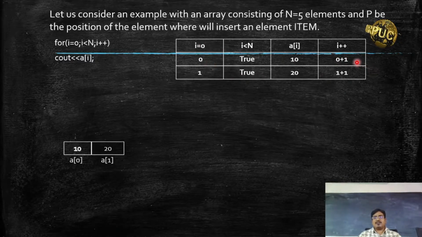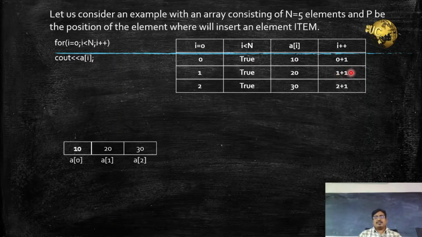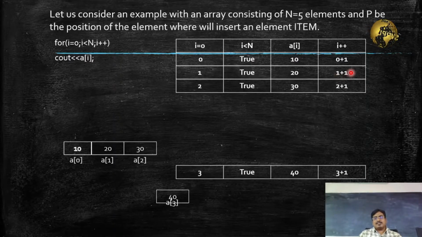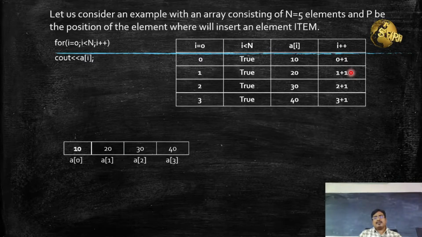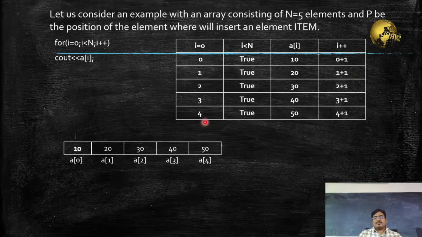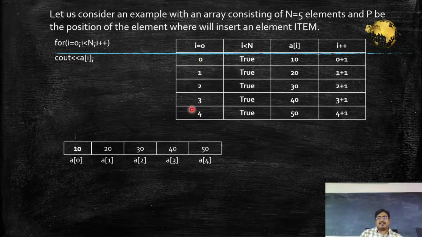So you can see the value has increased from 0 to 1. So my i value is 1. It is true. And I insert 20. Again increment the value, 1 plus 1, so 2. Like this we will keep on inserting up to n. You can see here whenever it reaches 4, 4 is less than 5, the condition is true. So I inserted 5 elements because my array index always starts from 0.